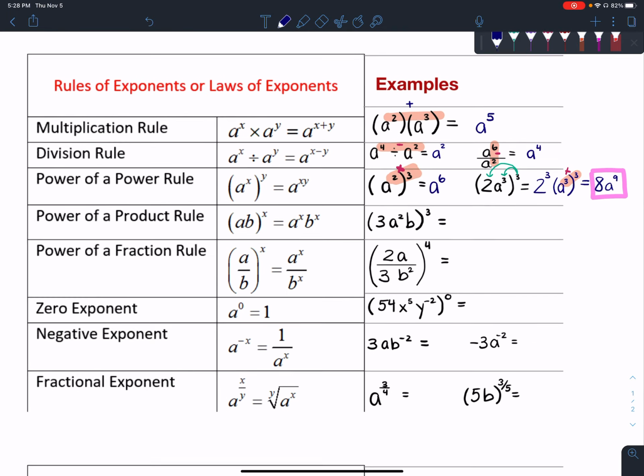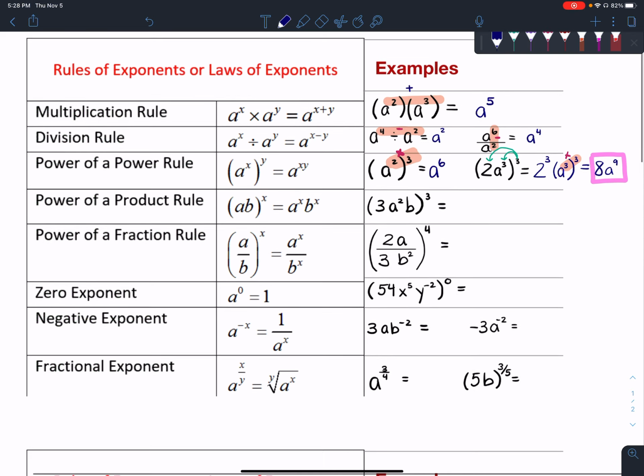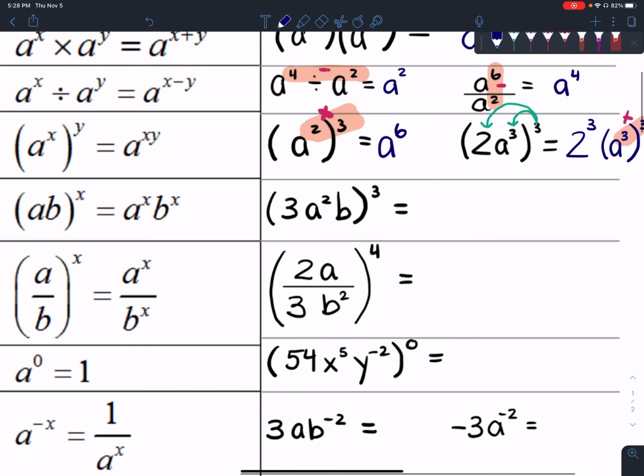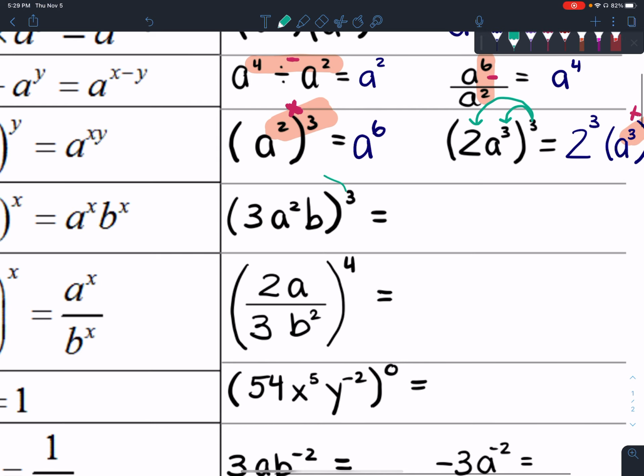Okay, so our next one, power of a product. Power of a product is always used along with power of a power. What power of a product is telling you is that just because you have 3 different pieces within your brackets, that exponent on the outside has to get applied to each of them. So that's what it's telling you. It's saying that it has to go here and here and here. It doesn't go to just one of them, it has to get distributed to all 3 of them.